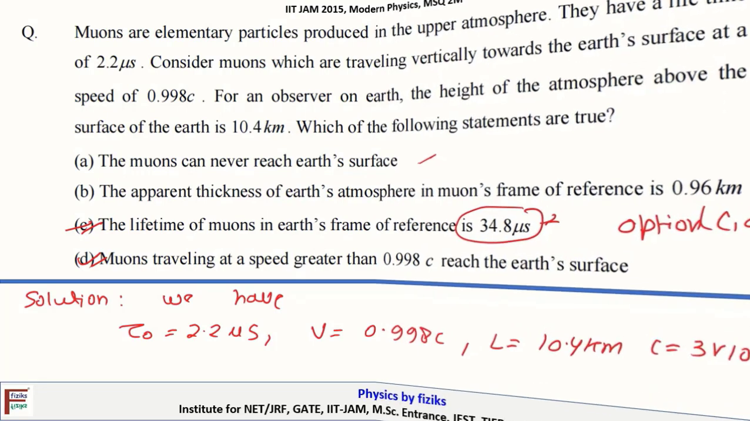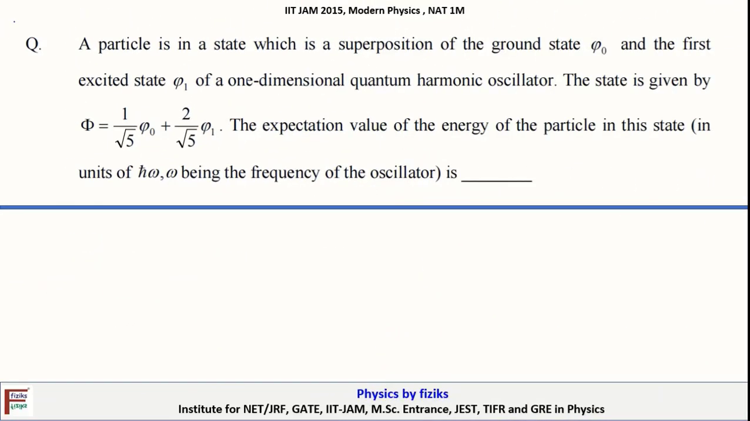A particle is in a state which is a superposition of ground state phi 0 and first excited state phi 1 of a one-dimensional quantum harmonic oscillator. The state is given by phi equals 1 by root 5 phi 0 plus 2 by root 5 phi 1. The expectation value of energy of the particle in the state, in units of h bar omega, is?